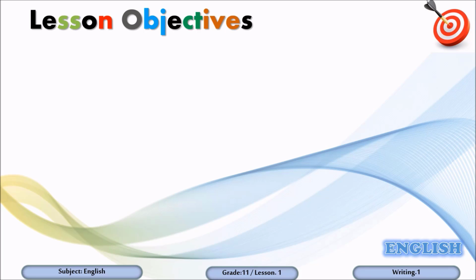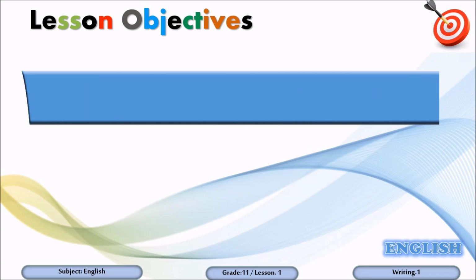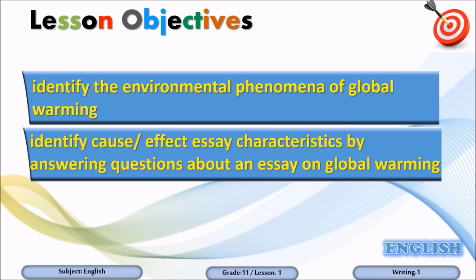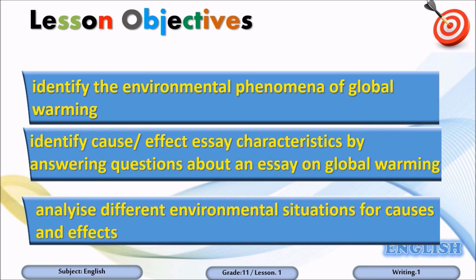Dear students, there are three objectives for our lesson today. The first objective is to identify the environmental phenomena of global warming. 2. To identify cause-effect essay characteristics by answering questions about an essay on global warming. 3. To analyze different environmental situations for causes and effects.